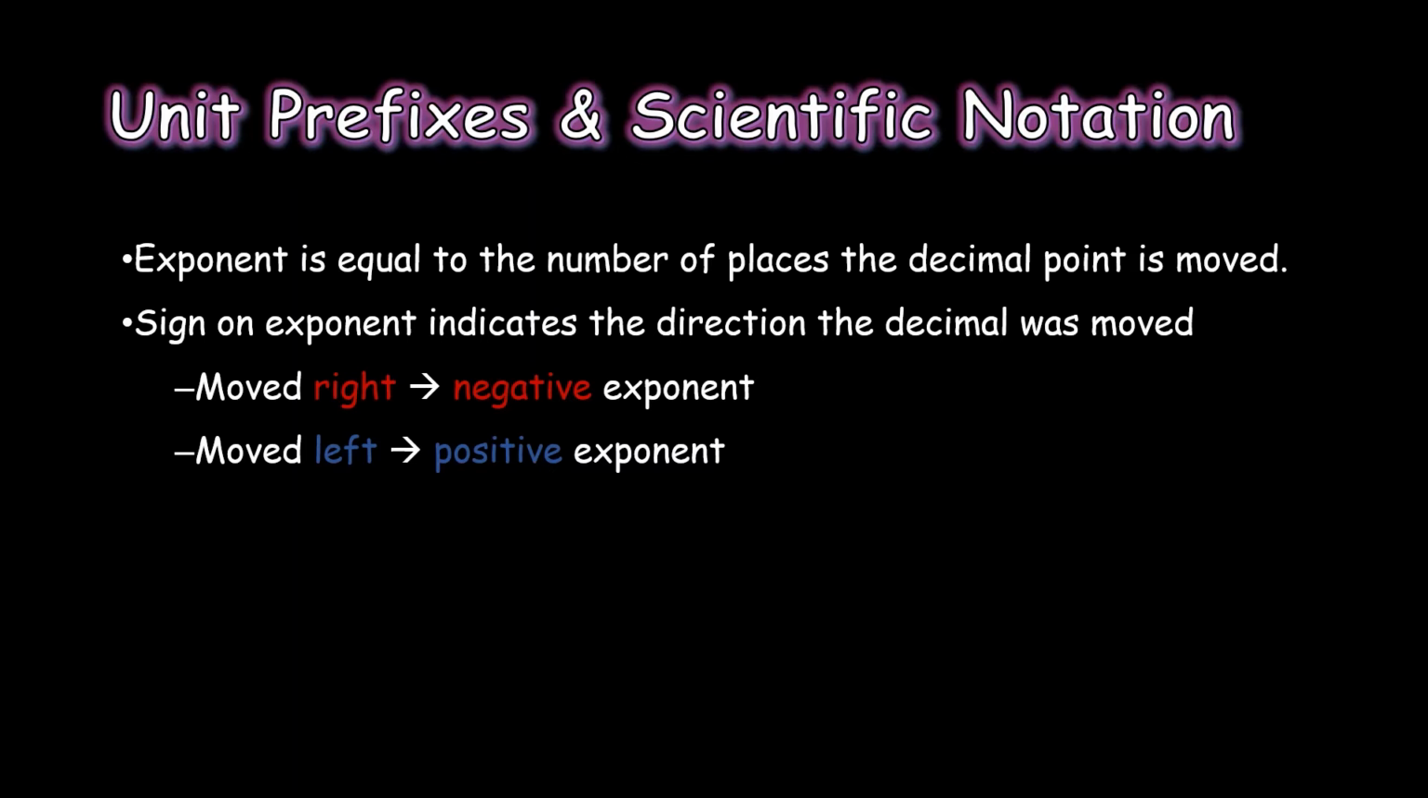So to sum up how to get scientific notation, the exponent is equal to the number of places you move the decimal. And if you move the decimal to the right, the exponent will be negative. If you move the decimal to the left, the exponent will be positive. If you would like some more practice problems again on how to write scientific notations, you can check out the video on scientific notation practice on the channel.